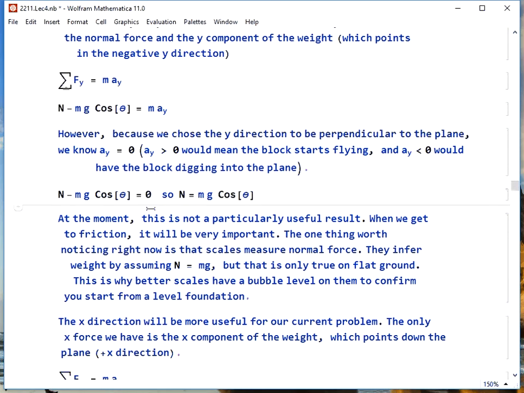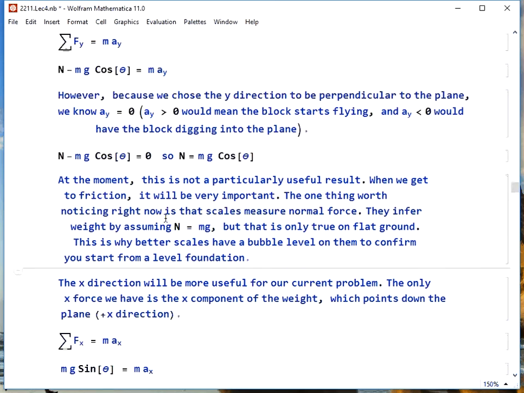This is actually not a particularly useful result right now because we don't have friction. We are going to need it later when we use friction. One interesting thing here is scales like your bathroom scale or a scale in the chemistry lab. What they really measure is normal force, not weight. They figure out the weight because they assume the normal force is equal to mg, but that's only true if the ground is flat. This is why if you have a slightly fancier scale, there might be a bubble level on it to show you that you are level before you start measuring and start getting the wrong answer.